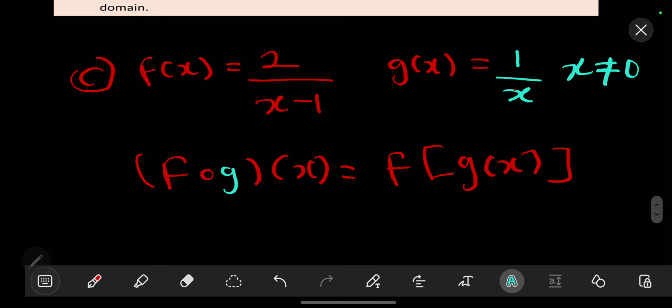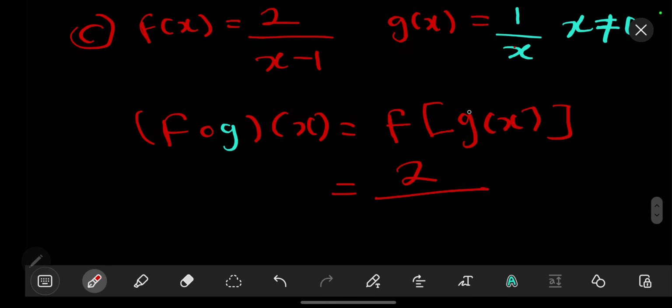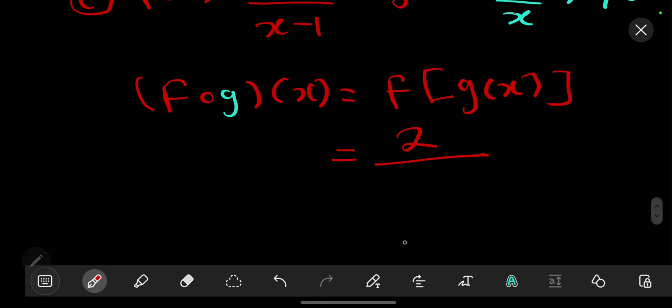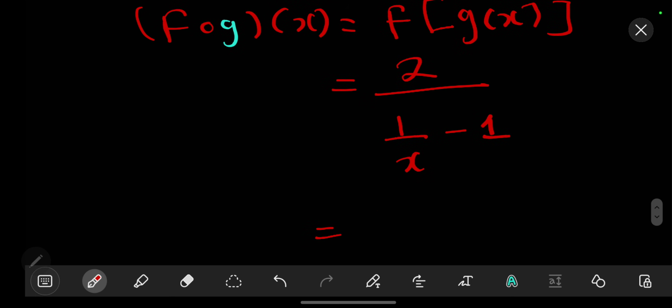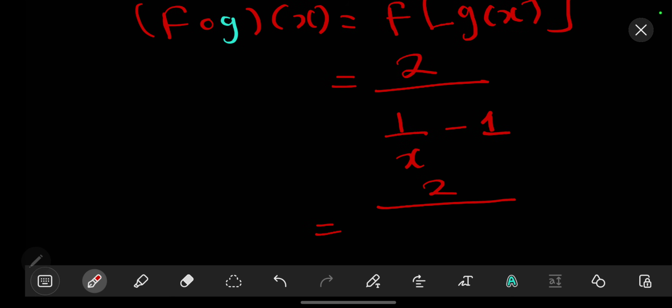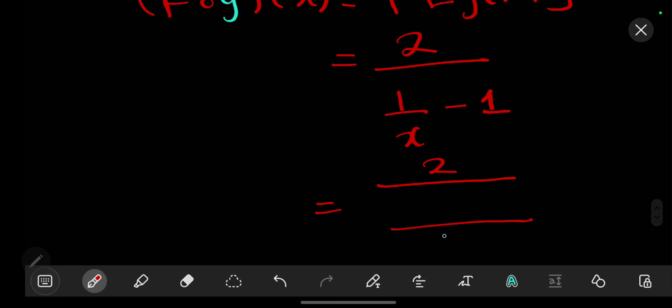So we are going to have x should not be equal to 0. Now we can solve it. So this means that the function f, which is 2 over, where there is x, put the function g of x, which is 1 over x, then we have minus 1 like that. So what we are going to have is that we have a 2 there. Let's find the common denominator. We have x divided by x, that's 1 times 1, it will be a 1, minus x divided by 1, that's x times 1, it will be x like that.